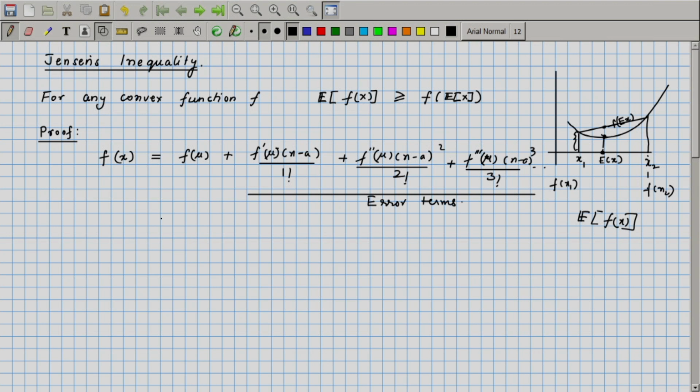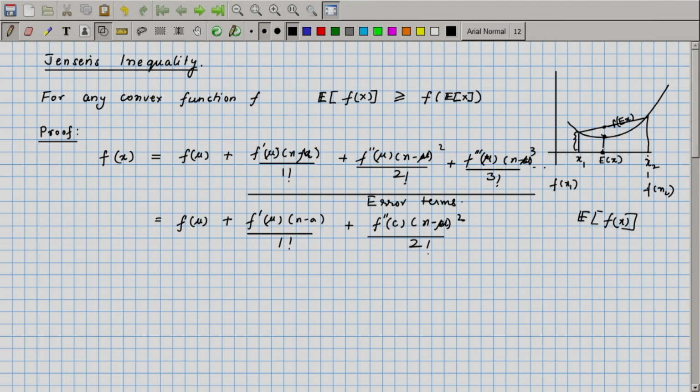Now, the mean value theorem form of Taylor's theorem says that this can be written as f of mu plus f prime mu into x minus mu by 1 factorial. So, we will keep the first derivative, but the higher order terms we can make equal to f double prime c times x minus mu the whole square by 2 factorial, where c is some value between x and a, a here being mu. Okay. So, this is true for any function.